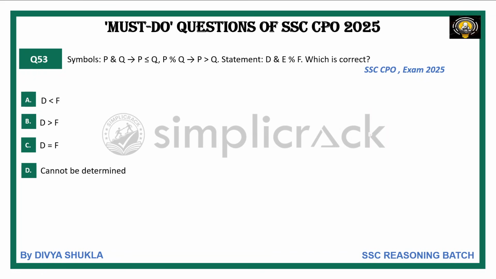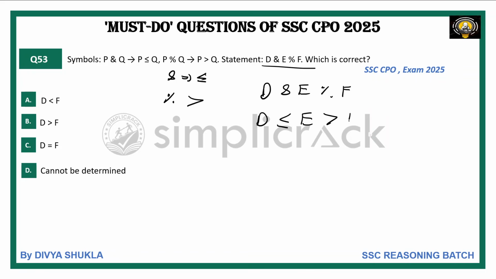Similar type of question. P and Q means less than or equal to. Percentage means greater than. Which is correct? So I have D and E percentage F. That means D is less than or equal to E and E is greater than F. Now we need to find the relation between D and F.